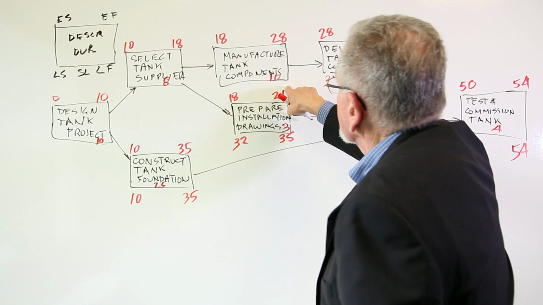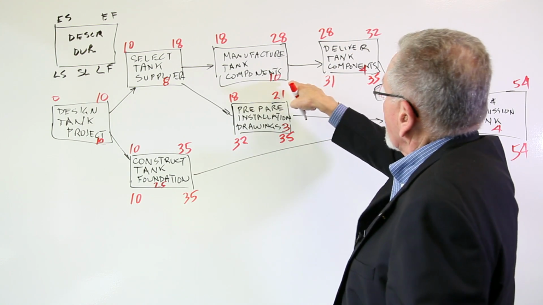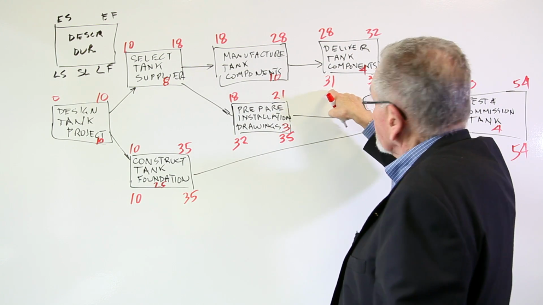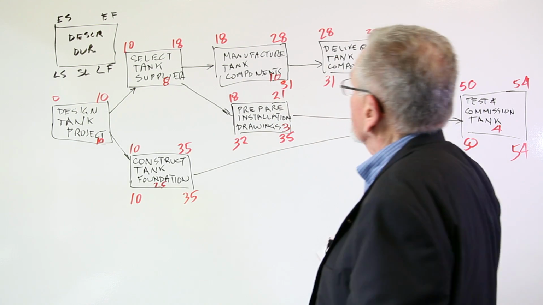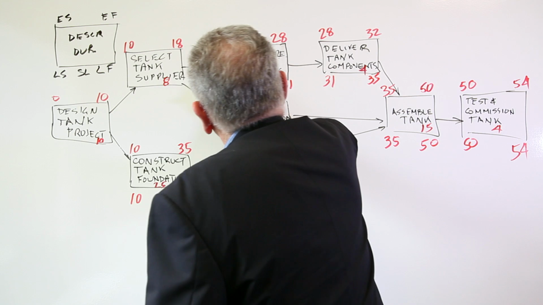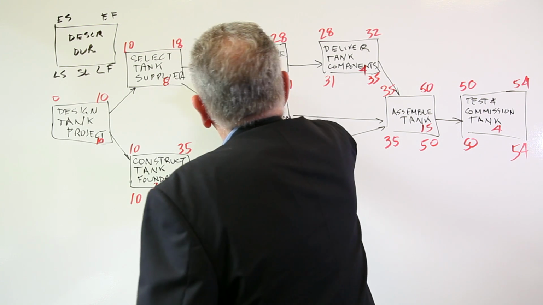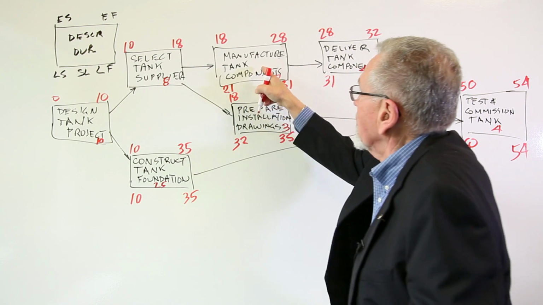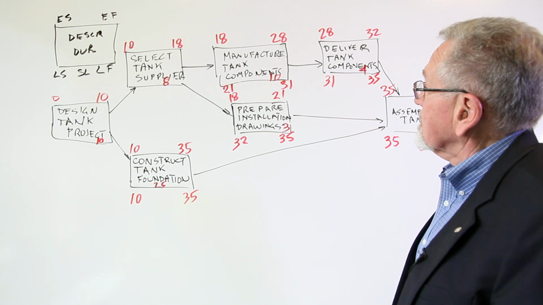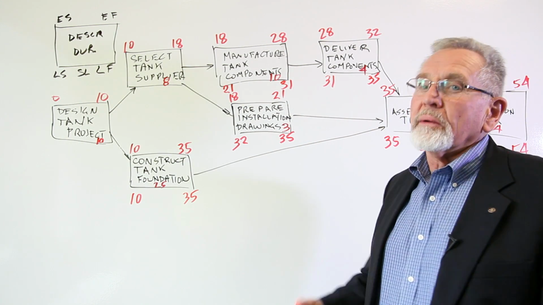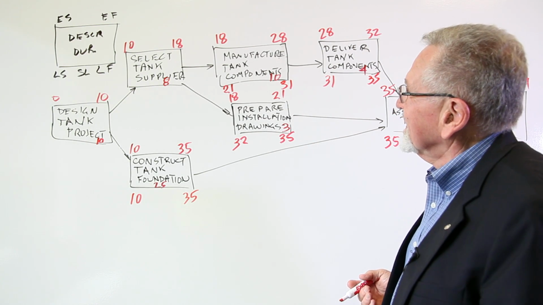Manufacturing the components, we have to start the delivery by 31. Therefore, they must be finished by 31, and therefore they must be started by 21, the manufacturer, because it's a 10-day activity, task, okay? Okay, now finally, we get a little more complication here.